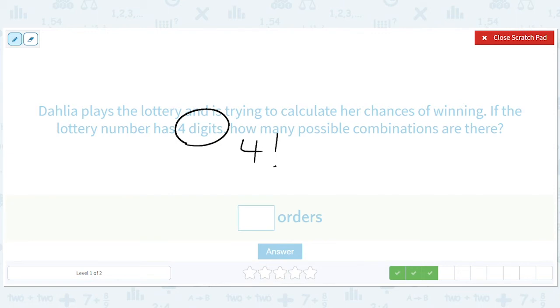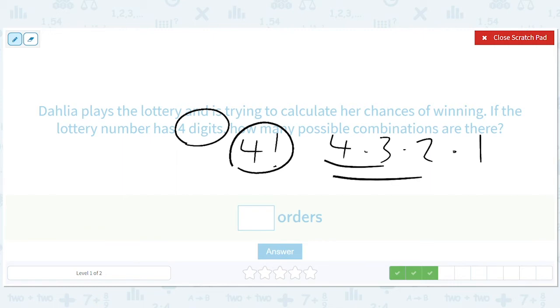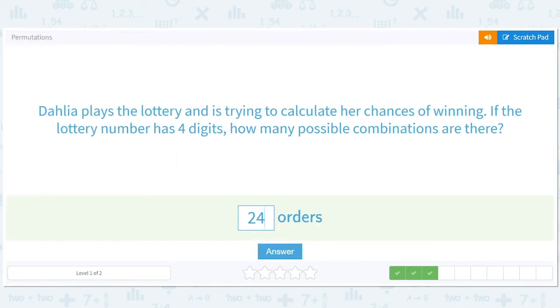If a lottery has 4 digits, it matters what the numbers in the actual lottery are. So we're going to write 4 times 3 times 2 times 1 because we know that fits this pattern, which is 12 times 2 is 24, but that's not the right answer to this question, even though it's going to be marked right.